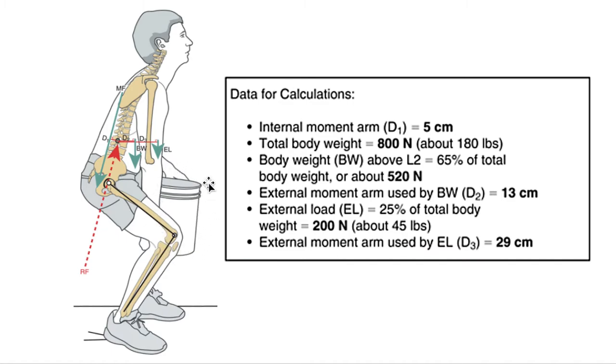So this is the weight of the bucket. And finally, the external moment arm: how far is the bucket located from the axis of rotation of the joint? 29 centimeters. This distance goes from the axis of rotation to the point of insertion of the bucket, which is delineated by D3. For calculation purposes, the centimeters will have to be converted to meters, as a standard unit. So we will be using newtons and meters.